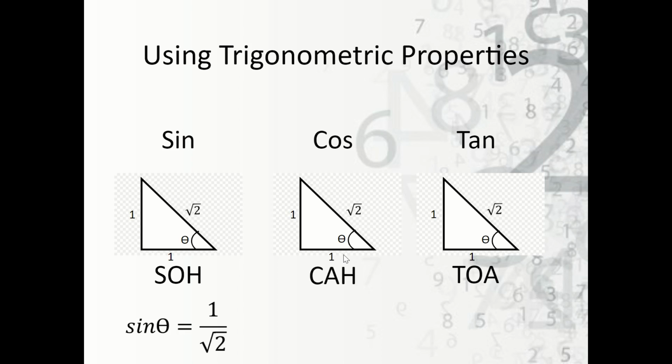Now cosine is adjacent over hypotenuse. So the adjacent is 1. The hypotenuse is square root of 2. So it'll be 1 over square root of 2 as well. And then tangent is opposite over adjacent. So opposite is 1, adjacent is 1, so it would be 1 over 1.